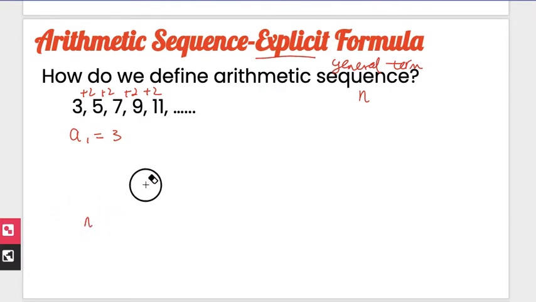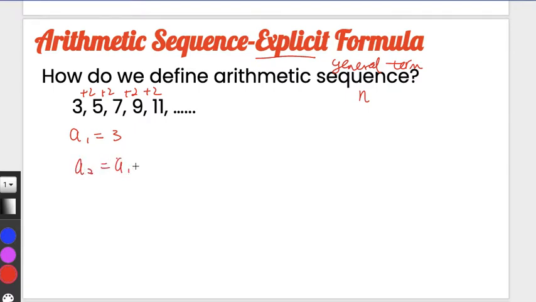So the idea is, let's think about this. Let's see the pattern. So we know in order to get the next term, we need to use the first term to add 2, which is, remember, this 2 is the common difference, right? So we need to add a common difference to get the second term. And then to get a third term, we need to keep adding. This is our second term. When you add one common difference, like a common number, to get the second one, and then I need to add a common difference again to get the third term, right? So I just keep adding.